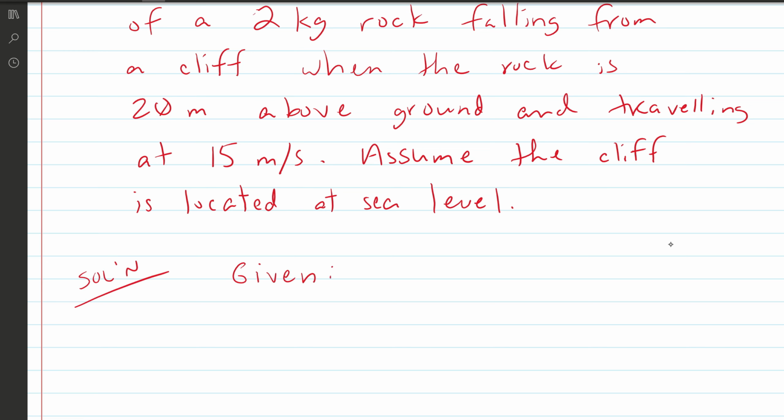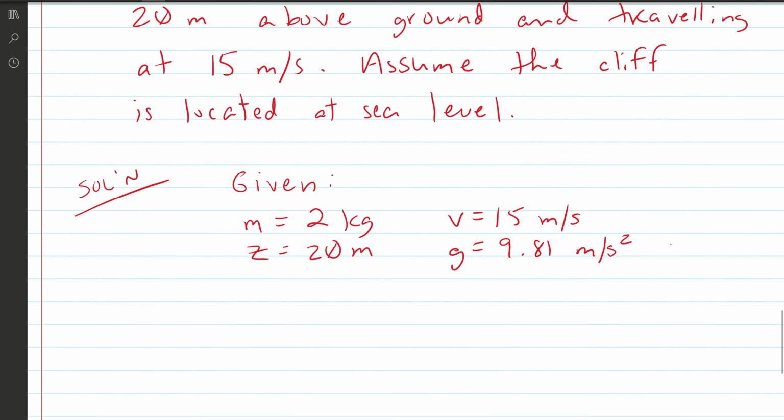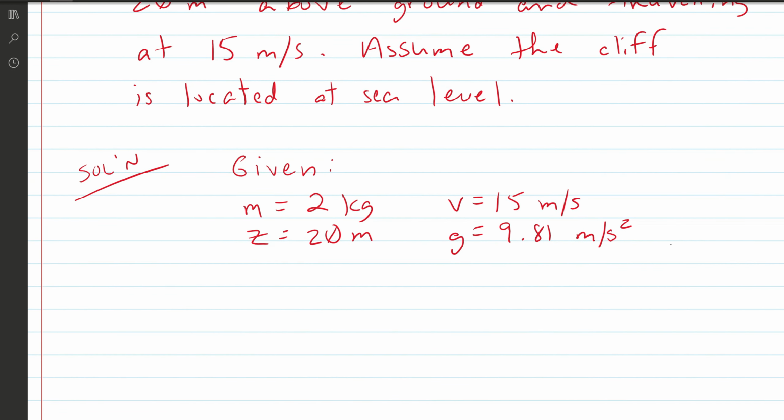First, the strategy will be to look at what's given. Well, given is the m, the mass, 2 kilograms. The z value is 20 meters. V is 15 meters per second. And what we know already from gravity being 9.81 meters per second squared. All right, so now we can go ahead and work through the solution.